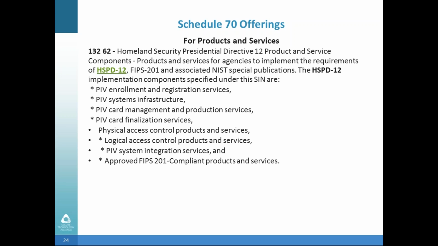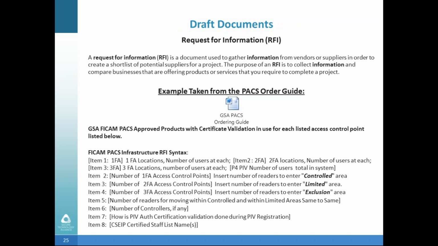Appreciate it, Daryl. Next, we're going to talk about draft documents that can be utilized. If you look here in the center, there's an actual Word document, which is the PACS ordering guide. And we're going to talk a little bit about what documents are available in the PACS ordering guide. And then we're going to talk a little bit about FAR 8.4 and some procurement vehicles that are out there in order to issue your RFQ and your solicitation.